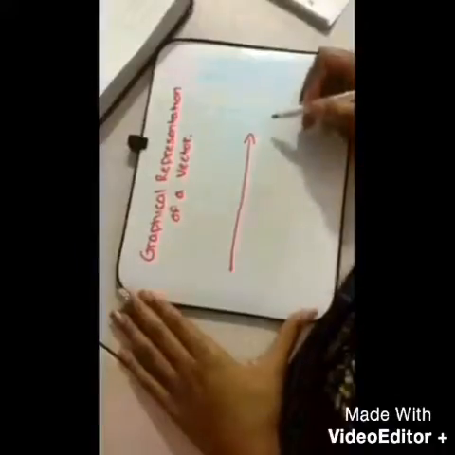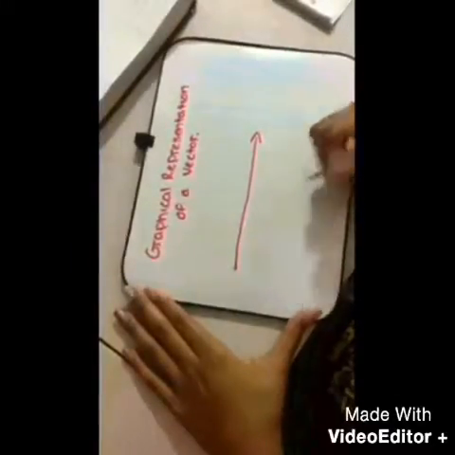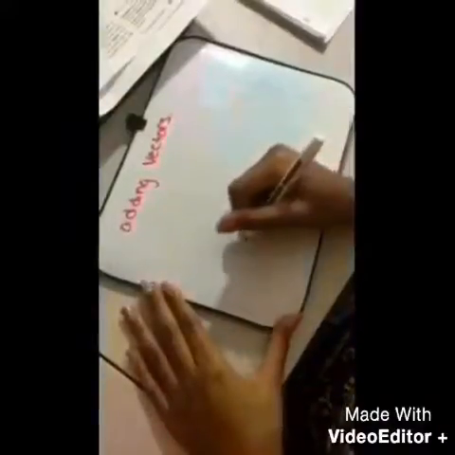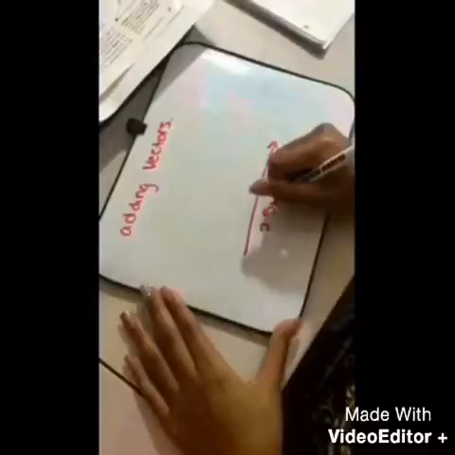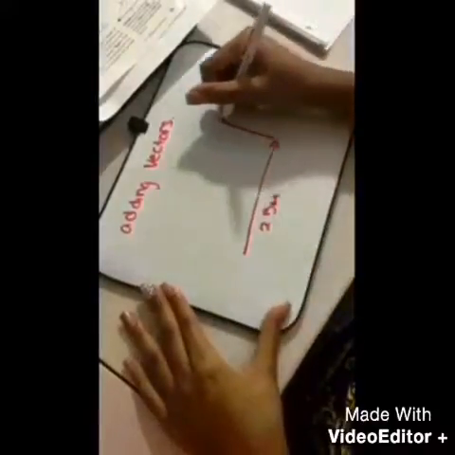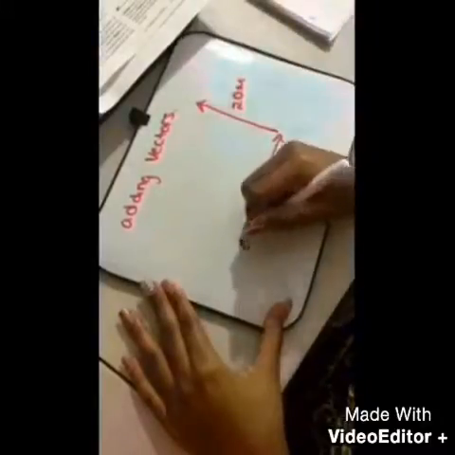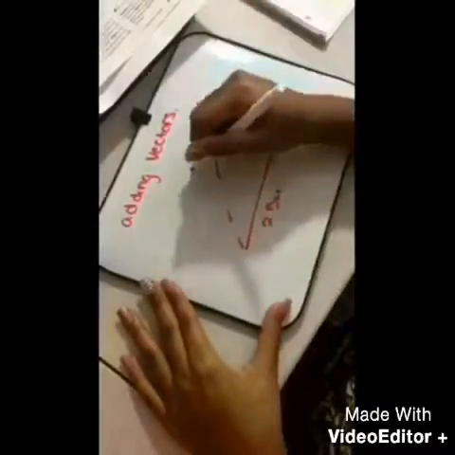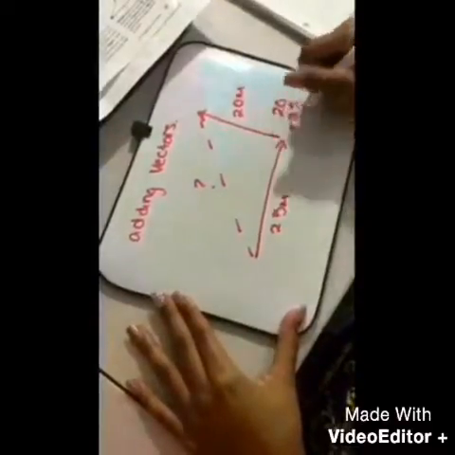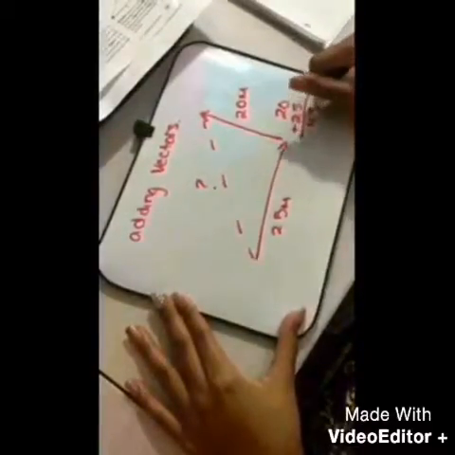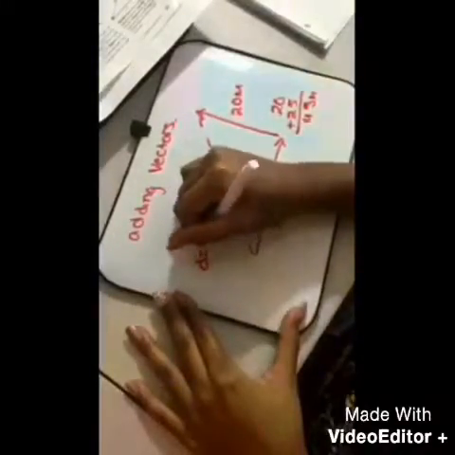This is a graphical representation of a vector. This is used for vector diagrams. Paul walks 25 meters east. He then walks 20 meters north. What is his displacement? 20 plus 25 equals 45 meters. His displacement is equal to 45 meters.